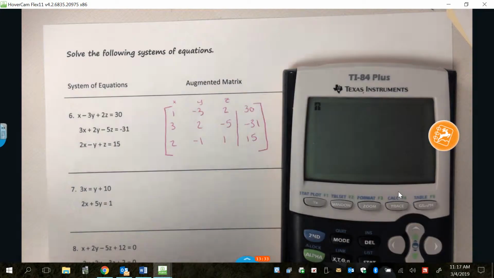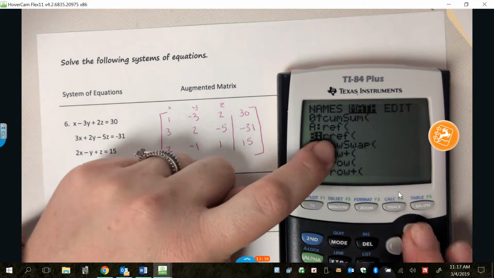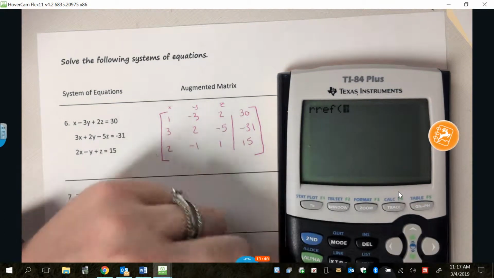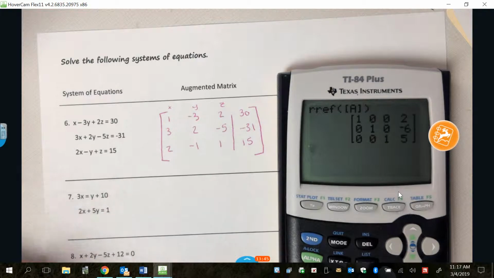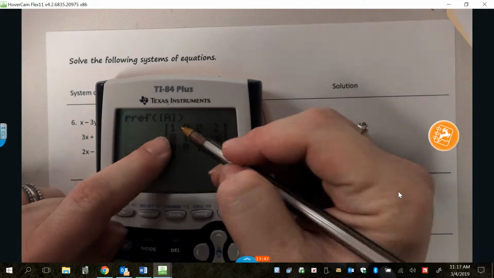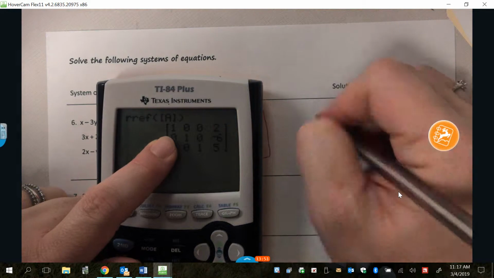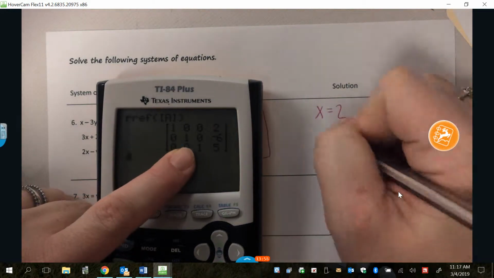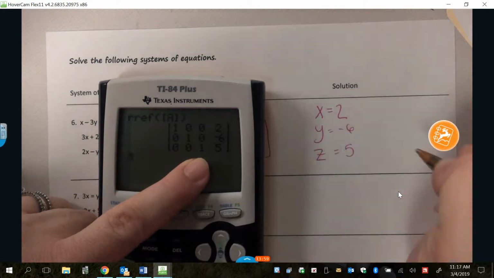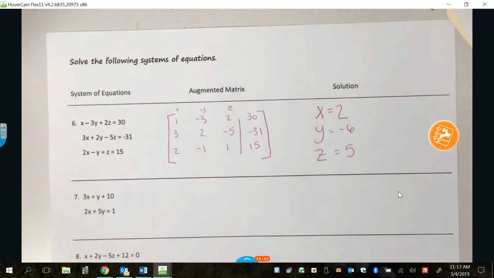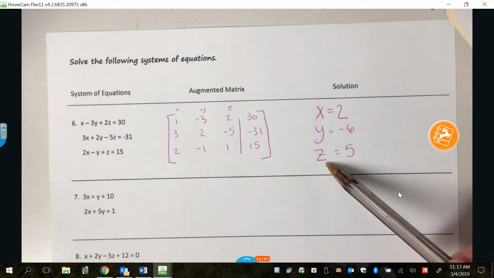Okay, so remember, we do second matrix. We go over to math because we're making the calculator do math for us. And we scroll up to RREF. We'll plug that matrix in. And there's my answer. So remember, the first letter I put in was, so this is saying 1x, no y's, no z's equals 2. So x equals 2, y equals negative 6, and z equals 5. There's your solutions. So it's whatever order you wrote it in this way is what order your answers are in.